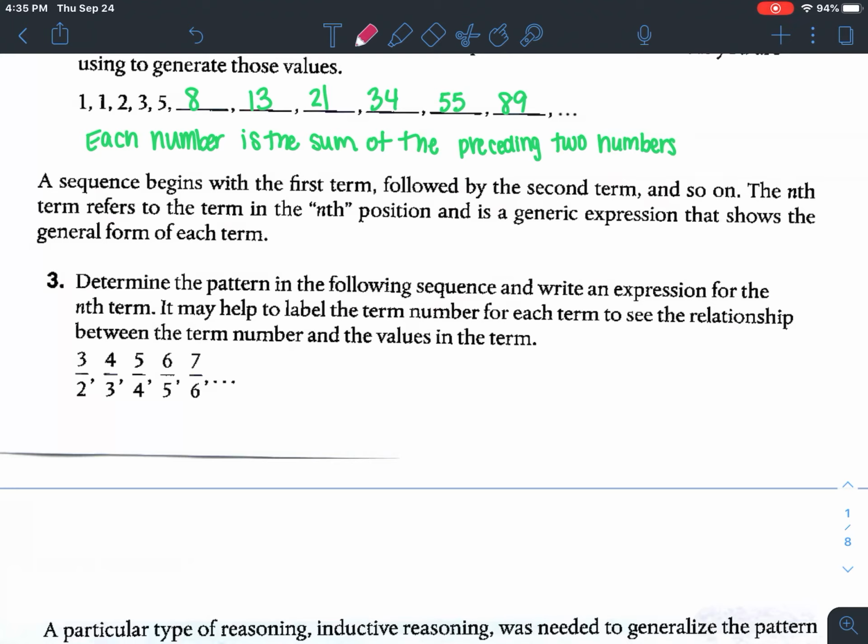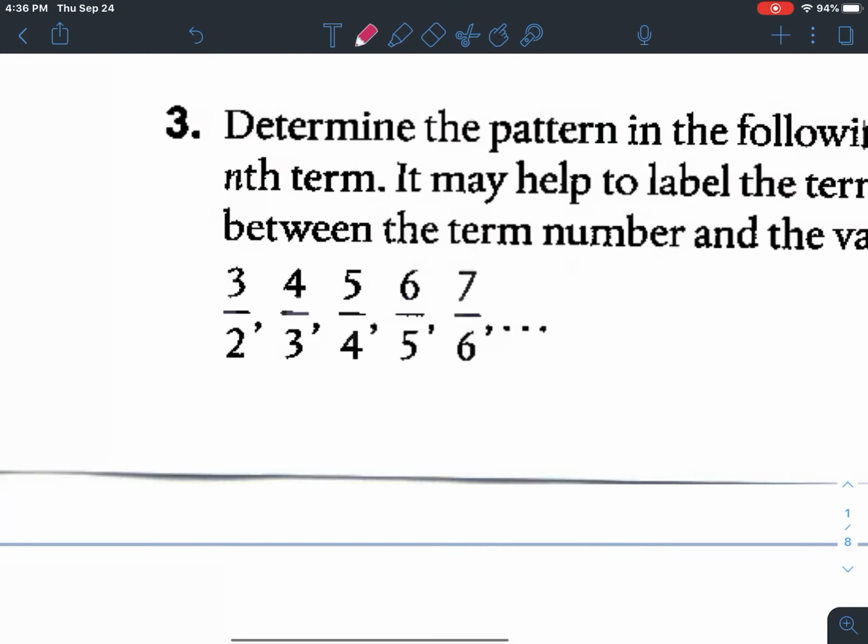Okay, so determine the pattern in the following sequence and write an expression for the nth term. It may help to label the term number for each term to see the relationship between the term number and the values in the term. Okay, so let's just follow their advice and label each term number. So term 1, term 2, term 3, term 4, and term 5.